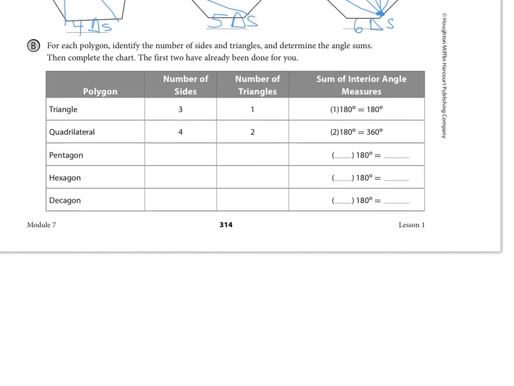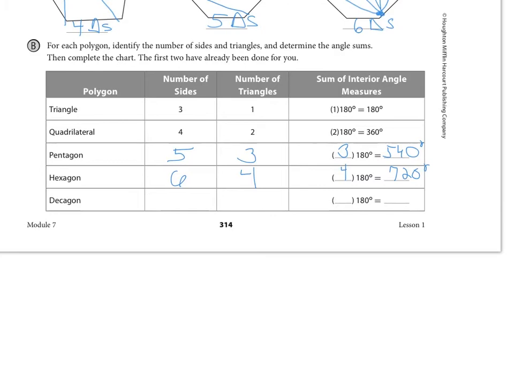starting with our pentagon, which has 5 sides, and it was split into 3 triangles, then instead of 1 triangle times 180 or 2 triangles times 180 like it was for the quadrilateral, this is going to be 3 triangles times 180 or 540 degrees, you guys. A hexagon has 6 sides. We determined that it could be split into 4 triangles, and therefore that's 4 times 180 or 720 degrees.